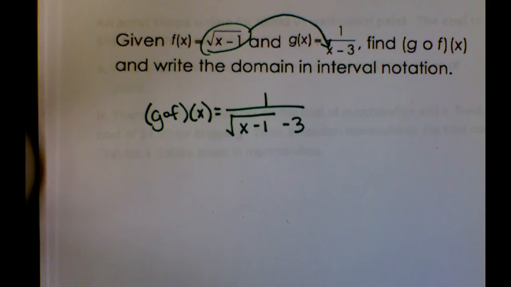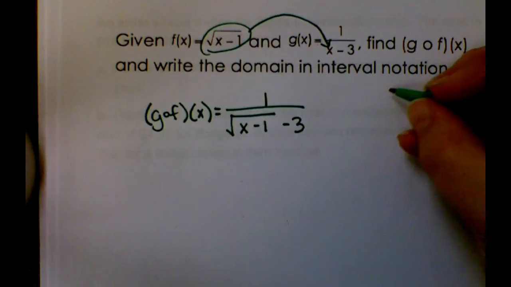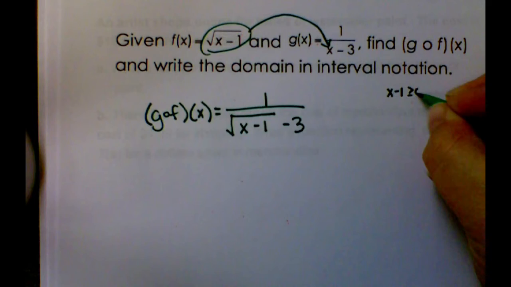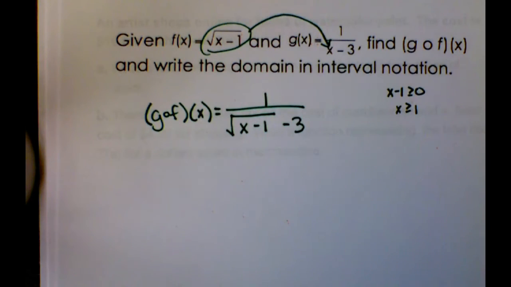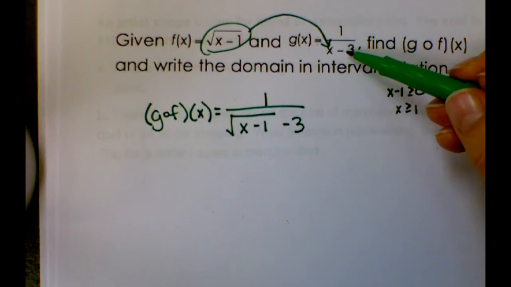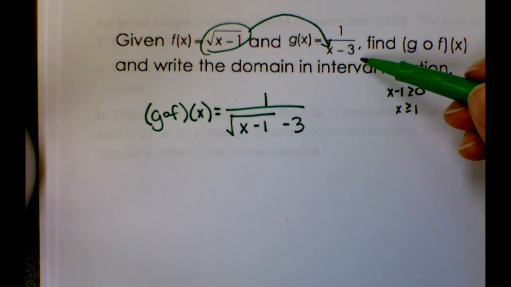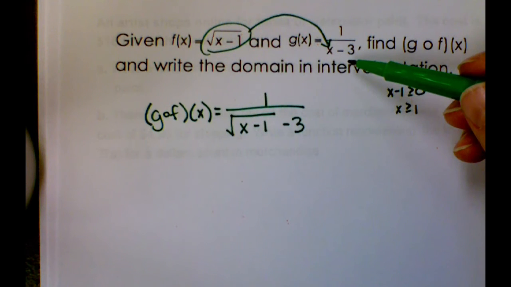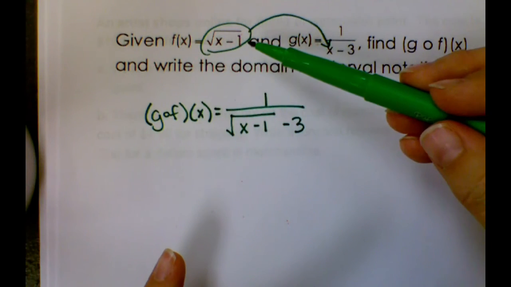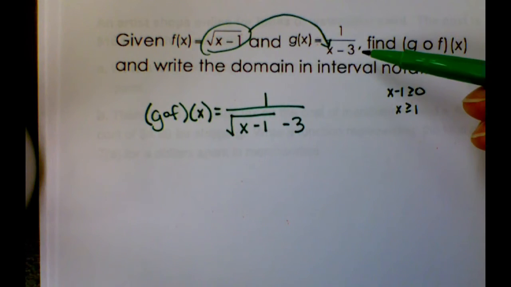To find the domain on this one, we'll actually look at the domains of each separate function. The domain of f of x is that x minus 1 has to be greater than or equal to 0, so x has to be greater than or equal to 1. The domain of g is that x can't be 3. But I don't care about the domain of g, I care about the domain of f that makes it so it's not in the range of g.